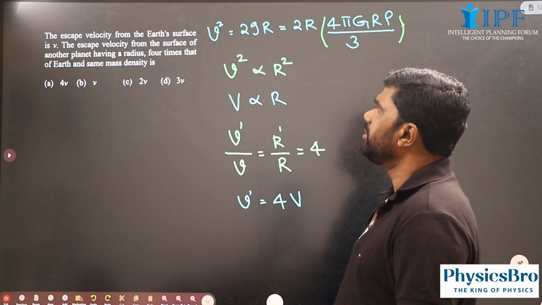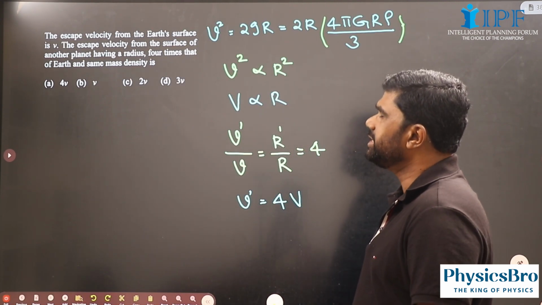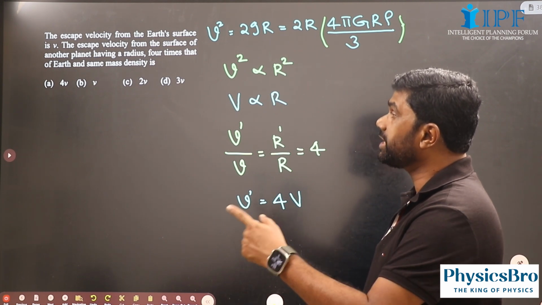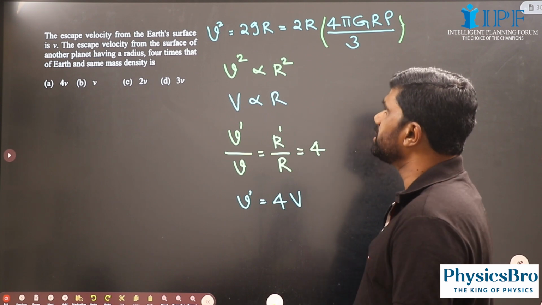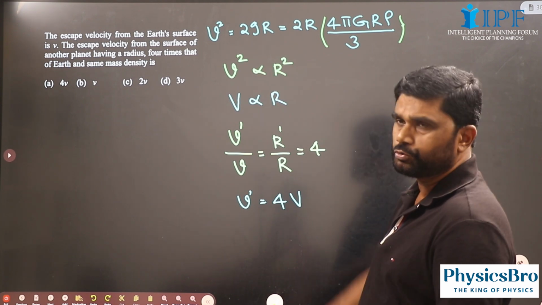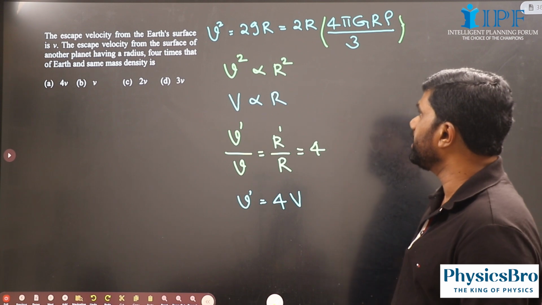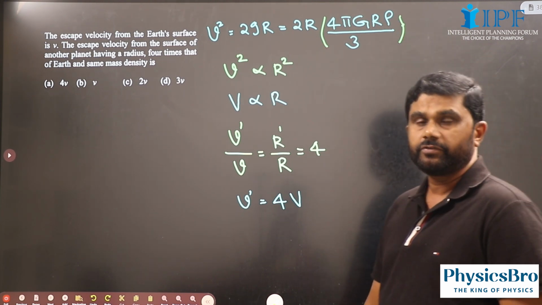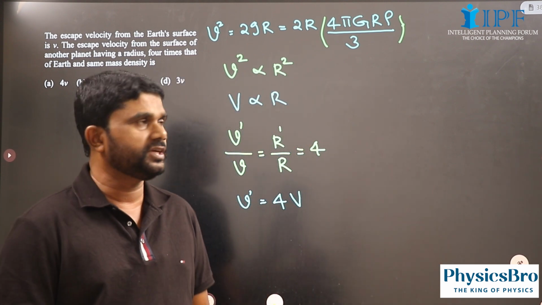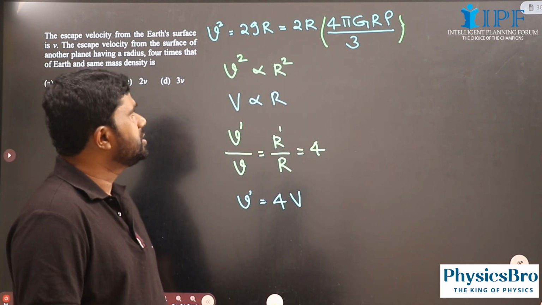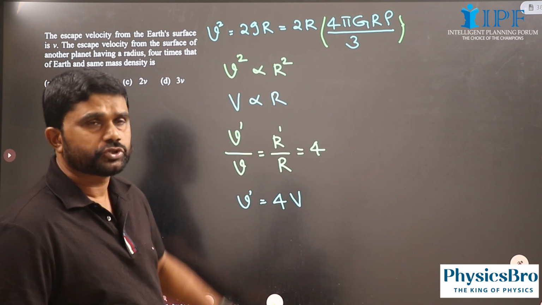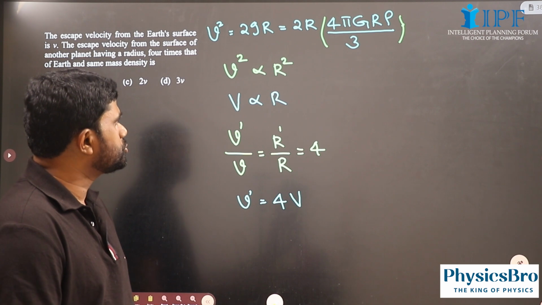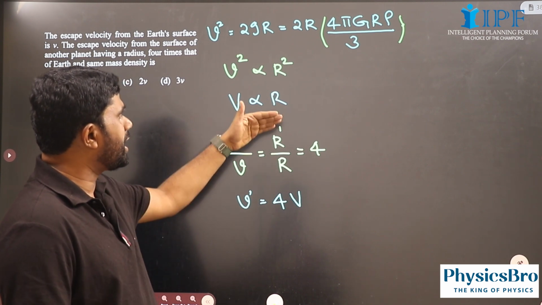The escape velocity from the Earth's surface is v. What is the escape velocity from the surface of another planet having a radius 4 times that of Earth and the same mass density? See, v square equals 2gr, and that g we can replace by 4 pi G r rho by 3, where rho is the density and r is the radius, here of Earth. So we can write v square proportional to r square, or v proportional to r. So v dash by v equals r dash by r.